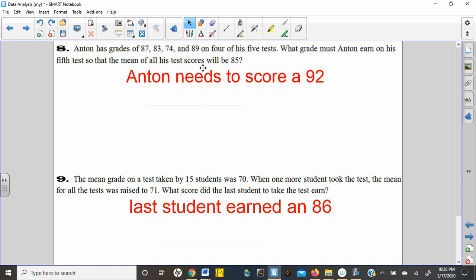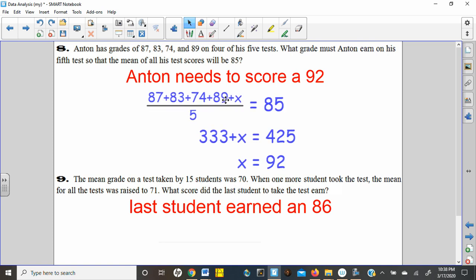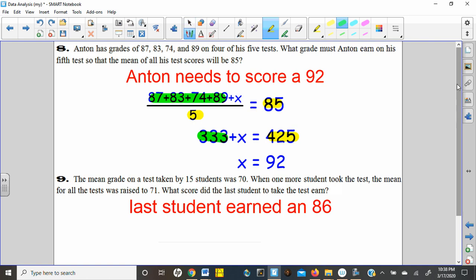Well, I guess let's see here. He wants to get an 85 average. I guess that's what it is. So we're going to add these 4 scores together with an unknown 5th score, and then divide by 5 since there's 5 tests. So we're going to set that equal to 85. That's just basically an equation for averaging 5 numbers. I'm going to multiply by 5 here to get the 425 and get rid of the 5 in the denominator. The 4 scores we already have add up to 333, and when you subtract, you get 92. Boom.